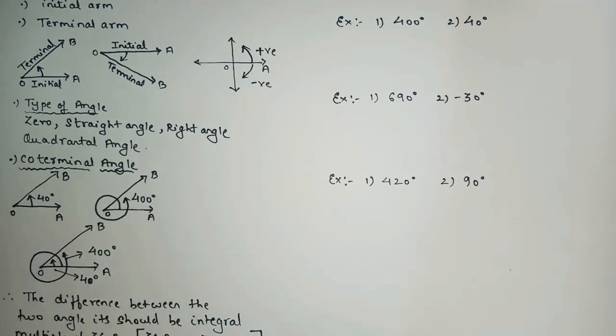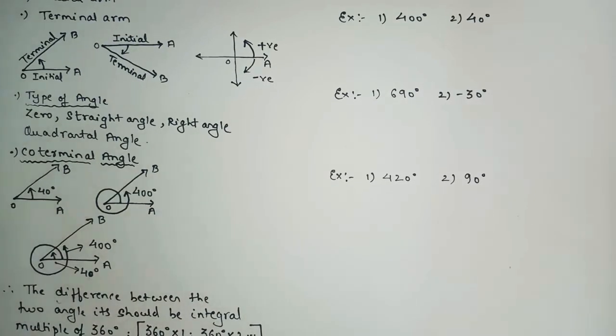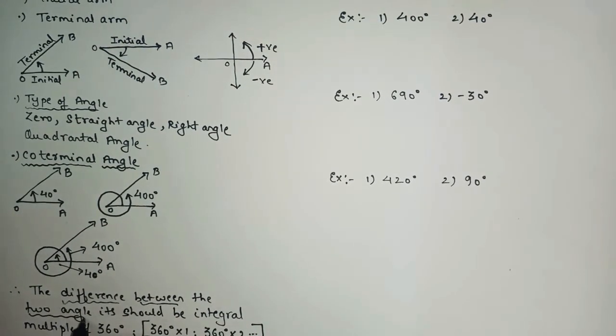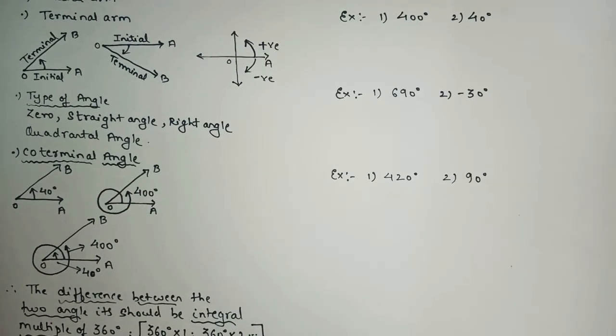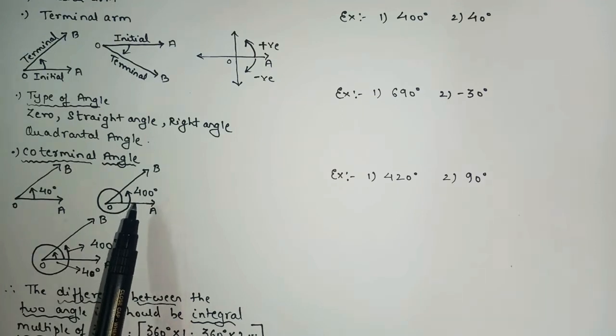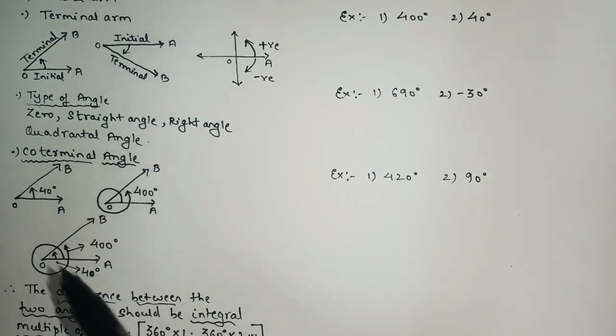In simple language it means the difference between the two angles should be an integral multiple of 360. As here we have two angles, if we place one angle on the other in such a way that the initial arm and the terminal arm coincide, and see that the difference between these two angles is an integral multiple of 360.